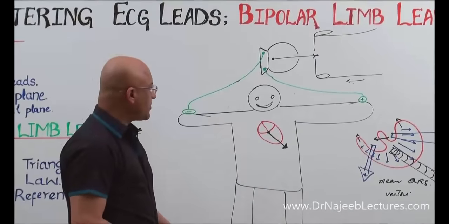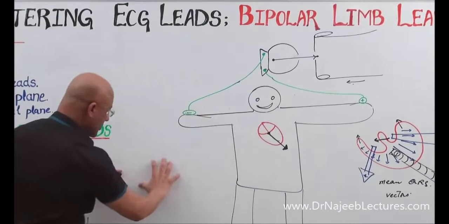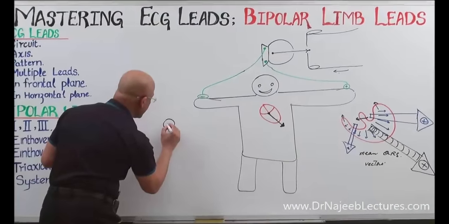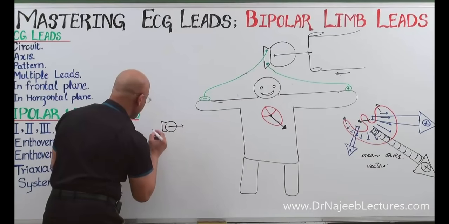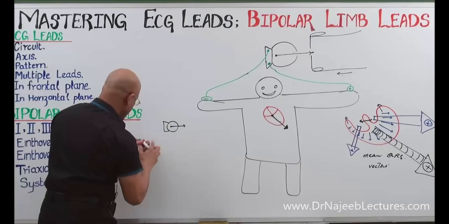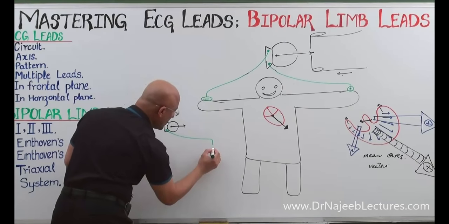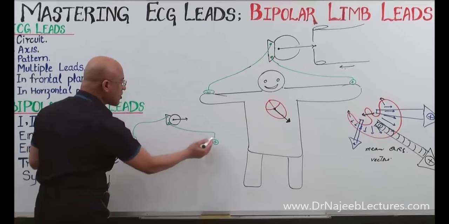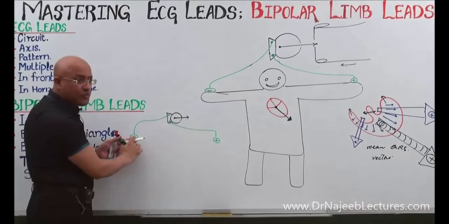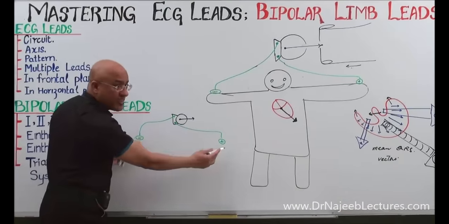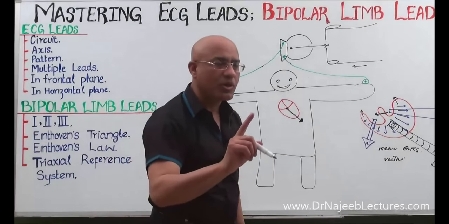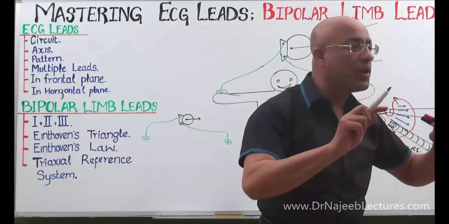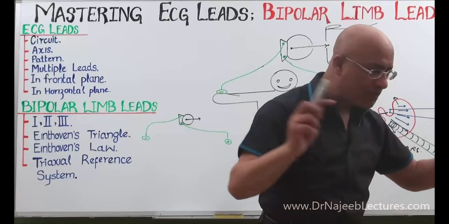Now I will give you an idea. Let's suppose I put this lead system here, and this is your machine. Here I put the positive electrode, and there I put the negative electrode. Because these electrodes make one positive pole and one negative pole, this lead has two poles, so we call it a bipolar lead. And because this is applied on the limbs, it must be called bipolar limb leads.